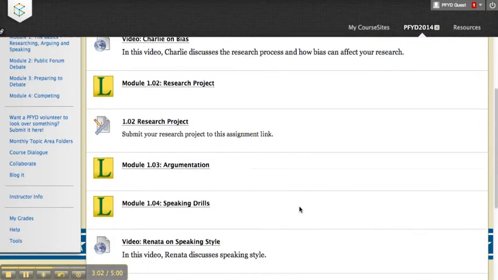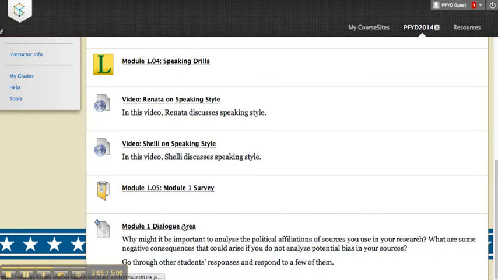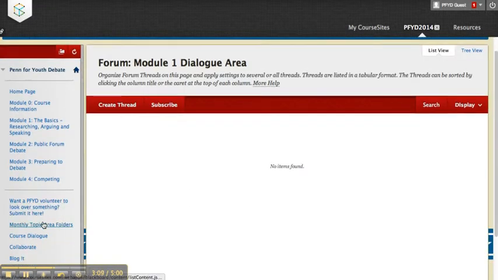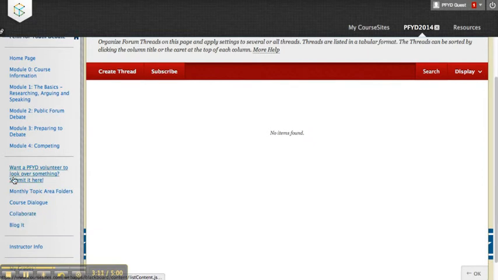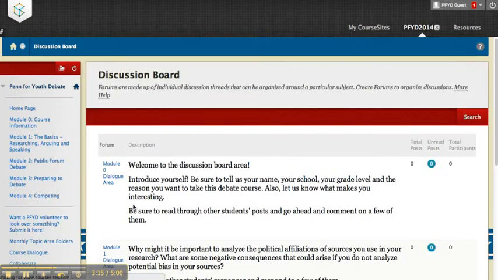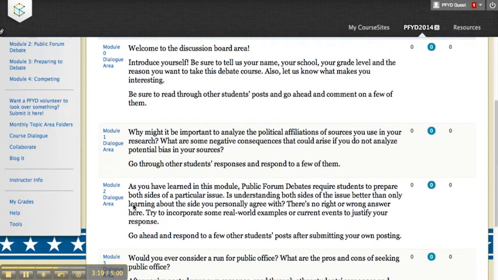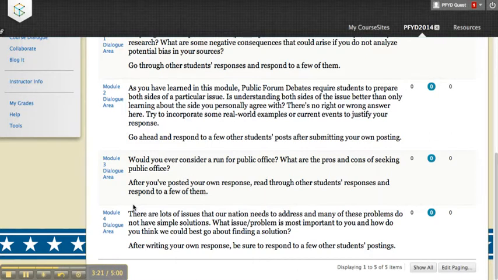Now, another important feature about each module is the dialogue area. The idea here is for students to engage with other students from across the Philly community, in addition to their own individual school, about important issues of the day. So for example, each module has a dialogue area. In Module 3, for example, would you ever consider a run for public office? What are the pros and cons of seeking public office?